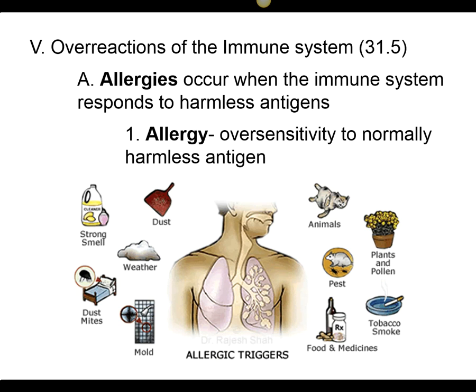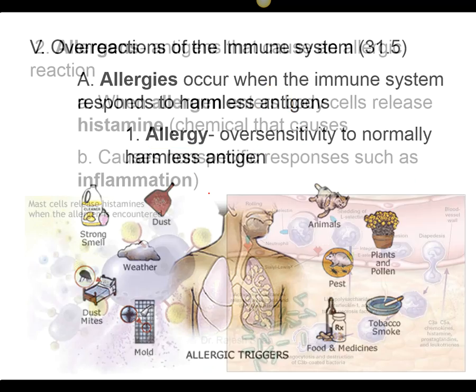When you're allergic, this is harmless antigens. So these are chemicals that, an antigen is a chemical that triggers an immune response that can be found in pollen, pet, you know, like cat hair, certain foods and medicines, people allergic to tobacco smoke, mold, right, dust mites, anything that will cause an over response. So an allergy is just oversensitivity to what most of us don't respond to.